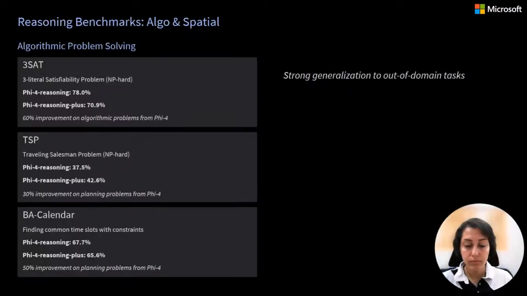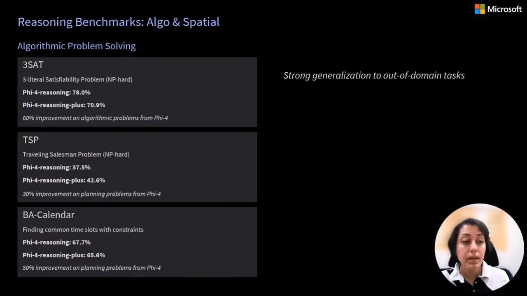Another thing that is worth noting is that the models have strong generalization to out-of-domain tasks as well. So what we did was we took the models and we started evaluating them on reasoning benchmarks that are really out of distribution with respect to the data that we have trained the models on. And that includes 3-SAT or 3 literal satisfiability problems, which are solving NP-hard problems. And we saw that we actually had 60% improvement compared to the base non-reasoning Phi-4 model.